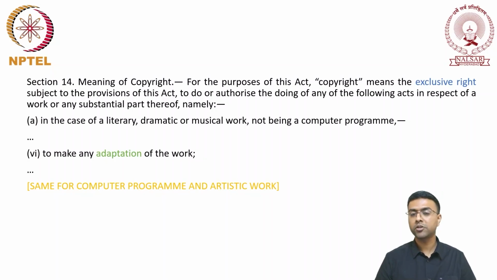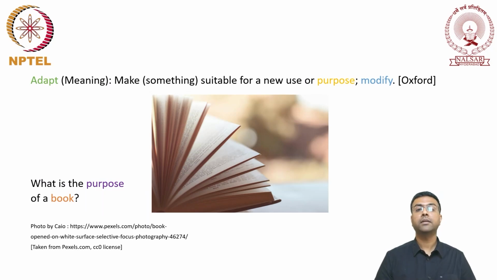What then is an adaptation? How do we understand what this term means? Let us understand the meaning of the word adapt. Adapt means to make something suitable for a new use or purpose, or to modify. What is the purpose of a book? Do you recollect? You would remember that in our sessions on understanding literary works, we had understood that a literary work offers informative value, it has instructional purpose, and it also offers literary enjoyment to the pleasure of reading.